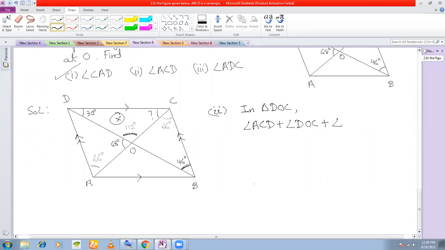Angle ACD plus angle DOC plus angle ODC is equal to 180, because the sum of interior angles of a triangle is 180 degrees. Now you put the values. ACD we need to find. DOC is 112 degrees. ODC is 30 degrees.